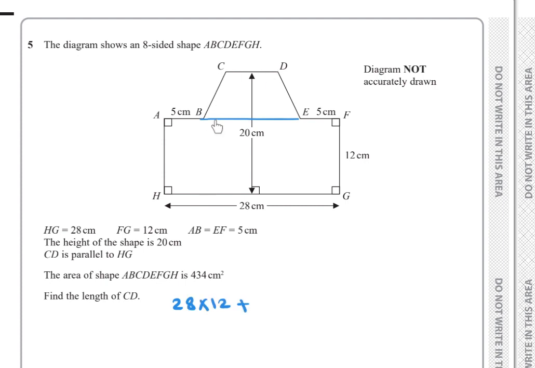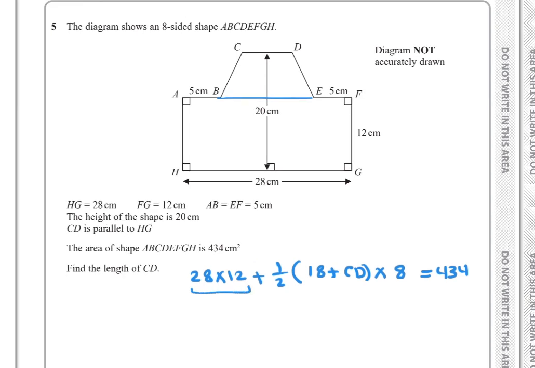plus area of trapezium, half bracket base 1, which is BE, which is 28 minus 5 minus 5, so 28 minus 10, so 18, so this base is 18, plus CD, times the height. This height equals 20 minus 12, so this height is 8, so times 8, so equals 434.